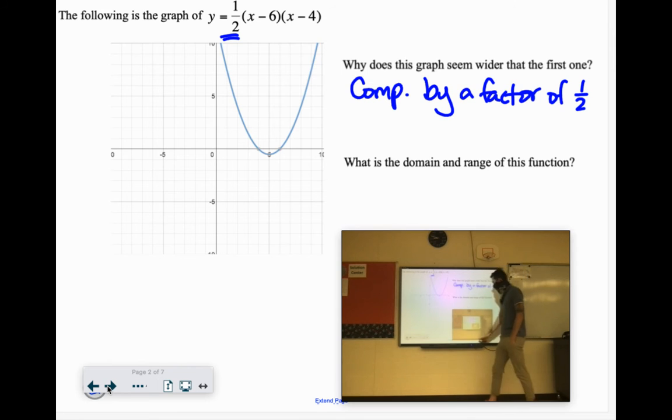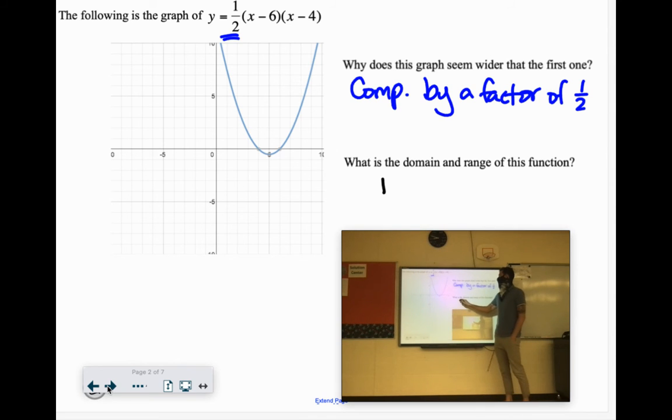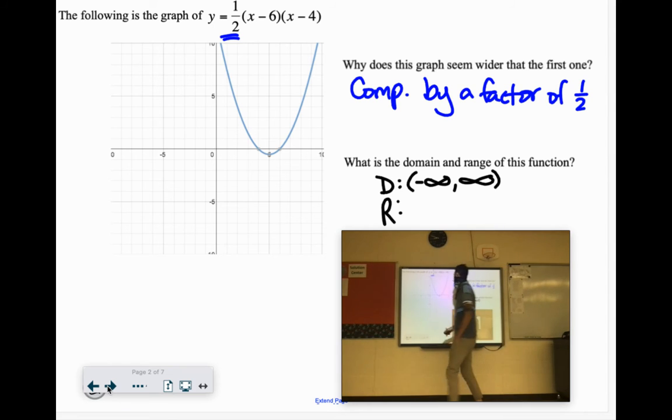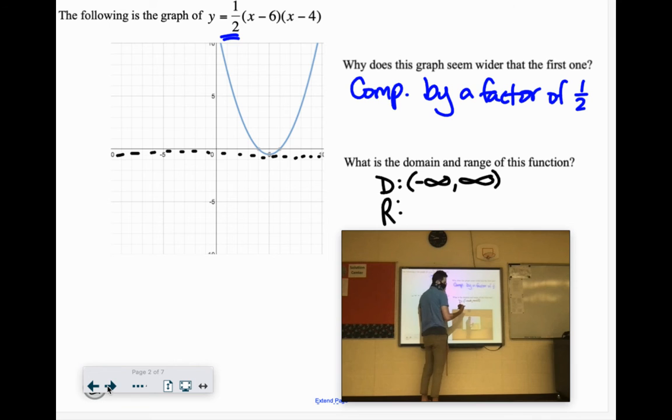What's the domain and range of this function? Well, is there any limit right and left? No. All quadratics have the domain as all real numbers, which we write negative infinity to positive infinity. But the range, the low end of our range, if you look, let's call it negative 1/2. So that's our lowest value. Everything else is higher. So remember, you always put the lower limit first.